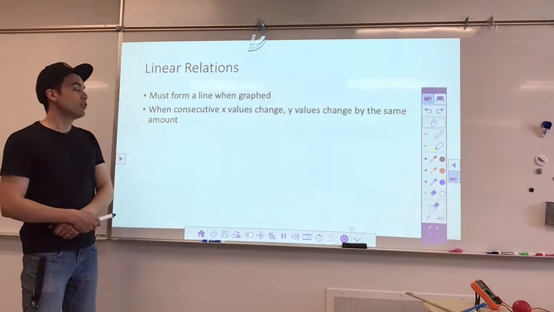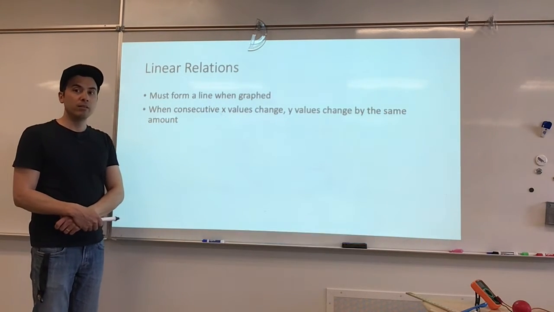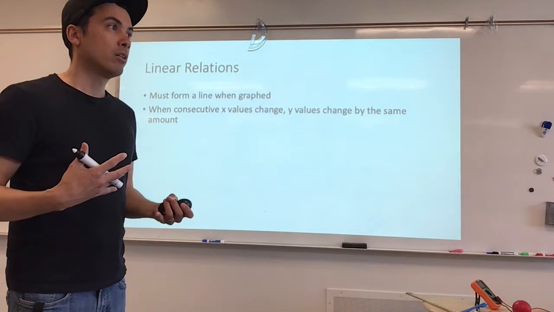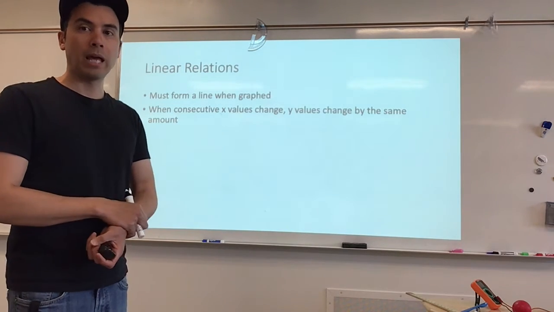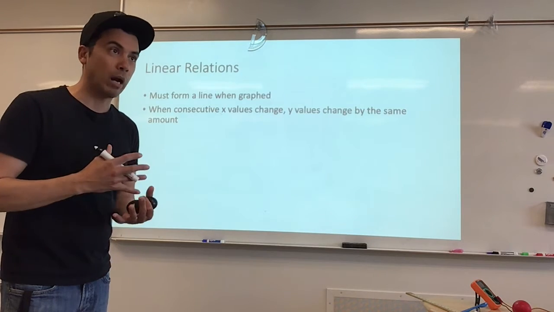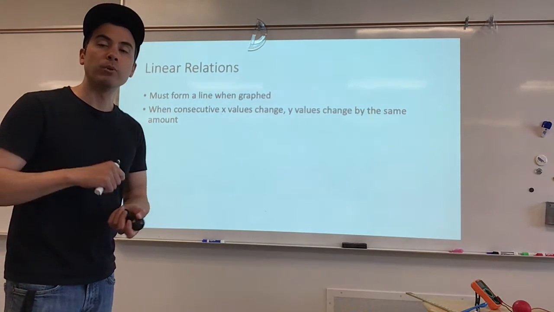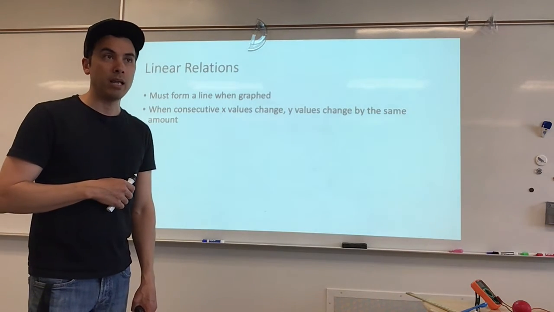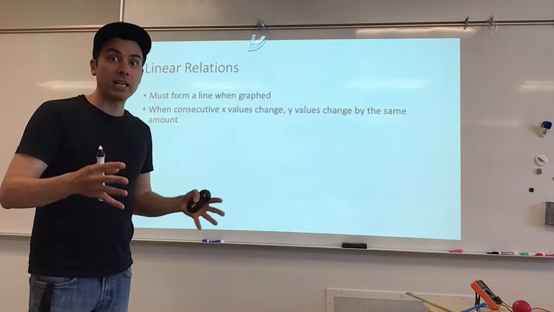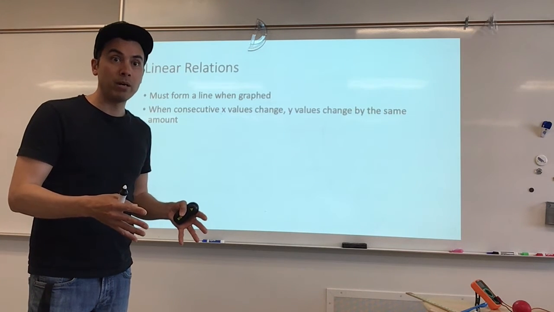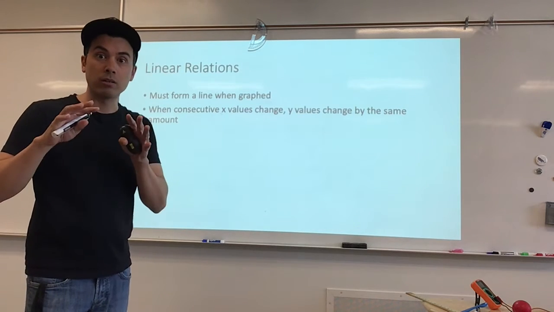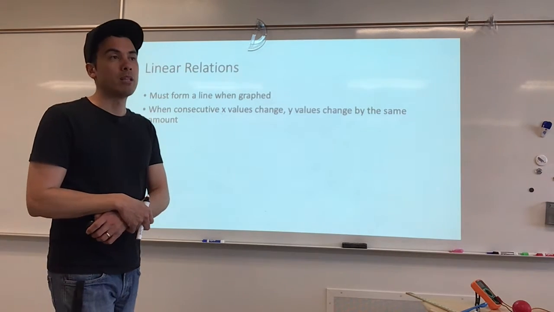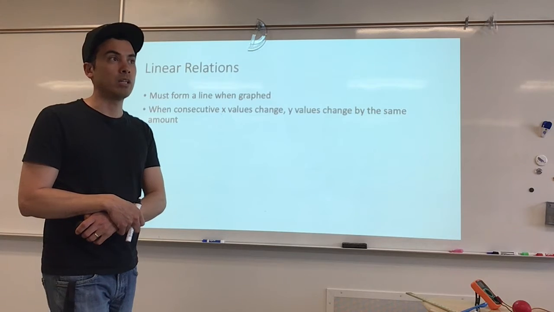In terms of linear relations, there are two ways we can tell if a relationship is linear. The first way, as we talked about in our last topic, is that it's got to form a line. If we graph the ordered pairs and they form a line, the relationship is linear. Another way you can tell just by looking at a table of values is if consecutive x values increase by the same amount, and consecutive y values increase by the same amount or decrease by the same amount, then the relationship is linear.